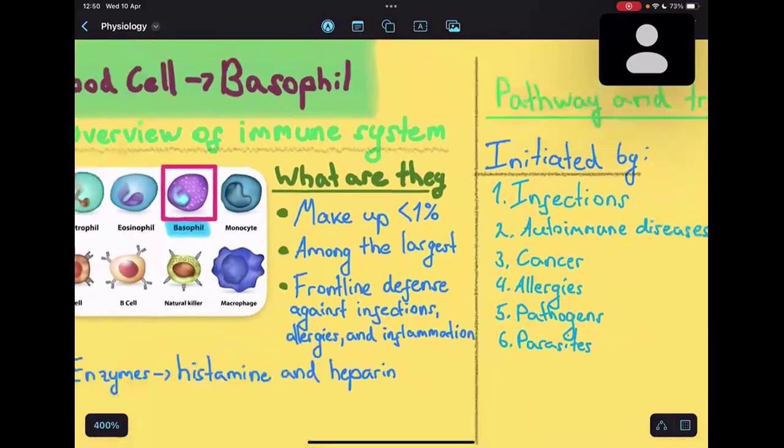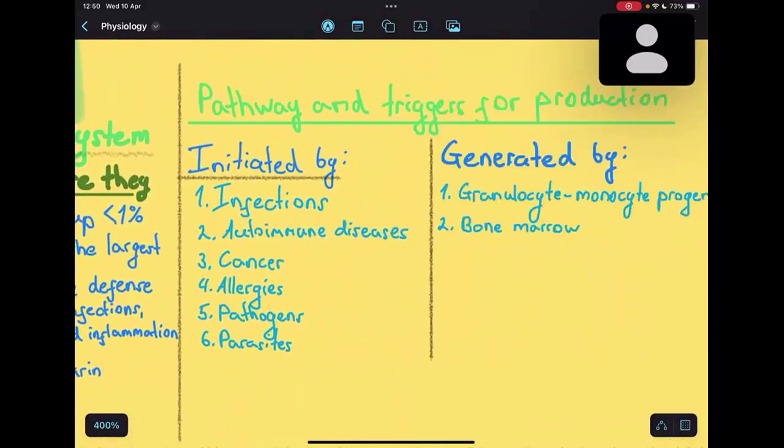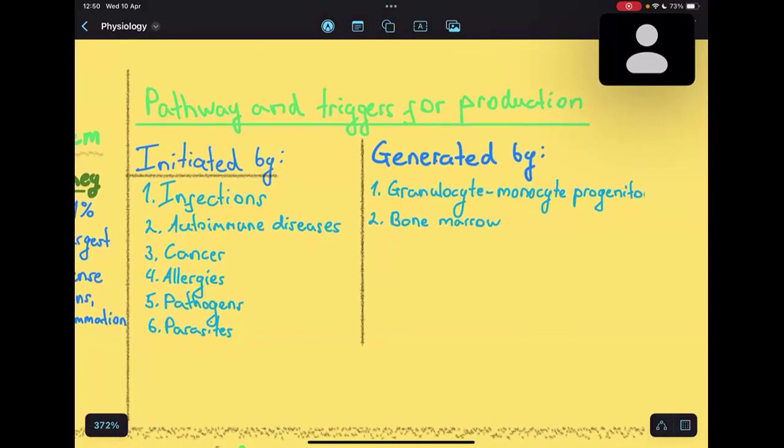So what is the pathway and what triggers them? So they're initiated by what I mentioned before, but they are caused by infections, autoimmune diseases, cancers, and allergies, mainly actually allergies, a lot of allergies, pathogens, and parasites. And as we'll go later on, we'll see what's the difference between high basophils and low basophils. And they're generated by granulocyte monocyte progenitors in the bone marrow.